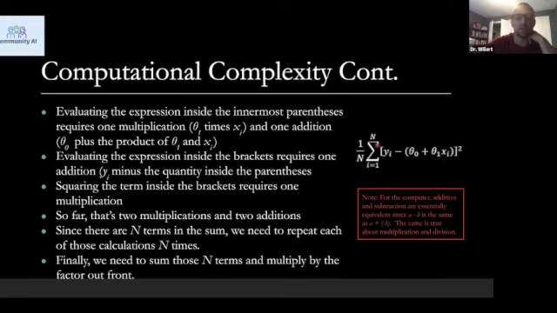So far we've had 1 multiplication, theta 1 times xi, and 1 addition, theta 0 plus the product of theta 1 and xi. Okay, now if we evaluate the expression inside the square brackets, we have y sub i minus the quantity we just computed. So that's another addition.